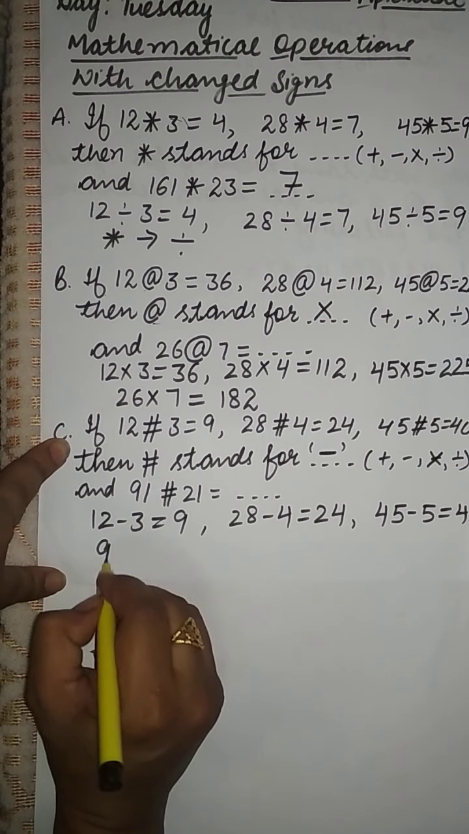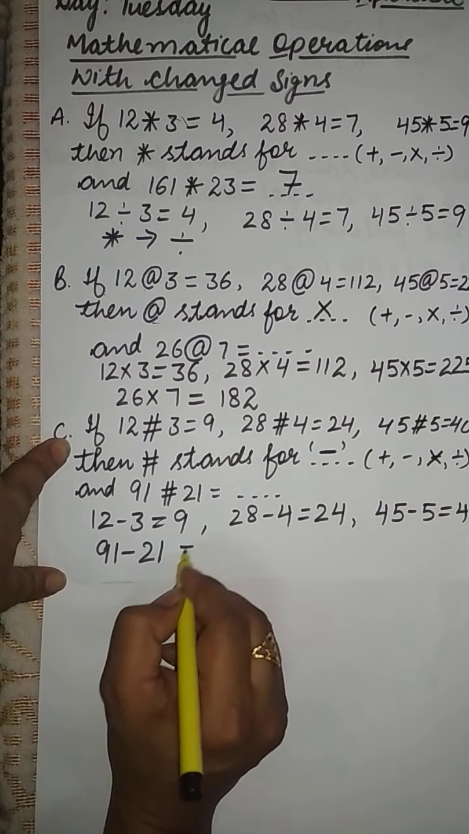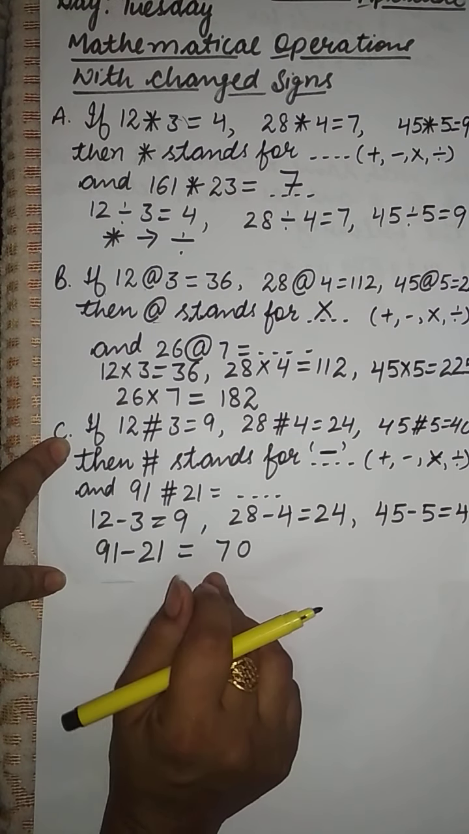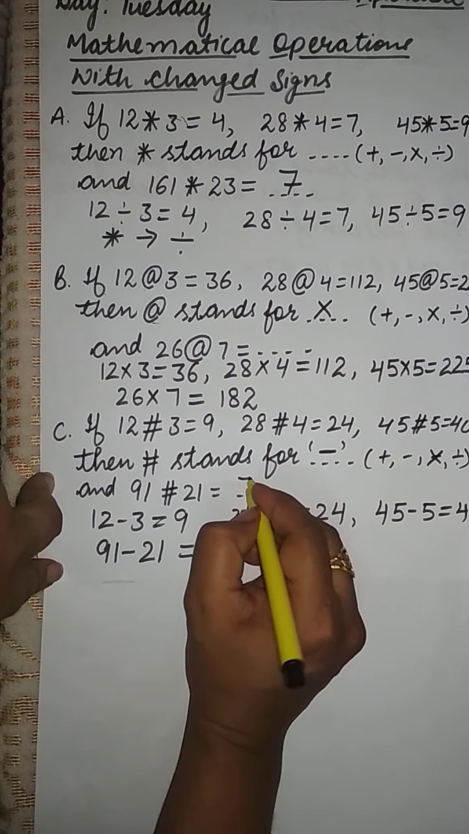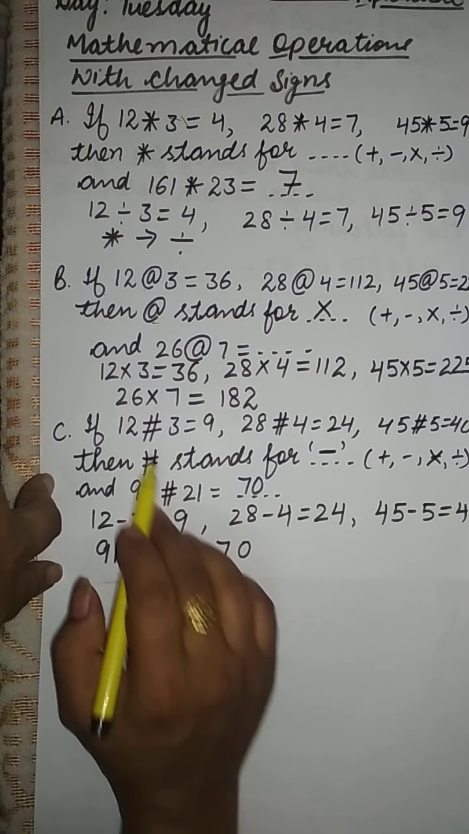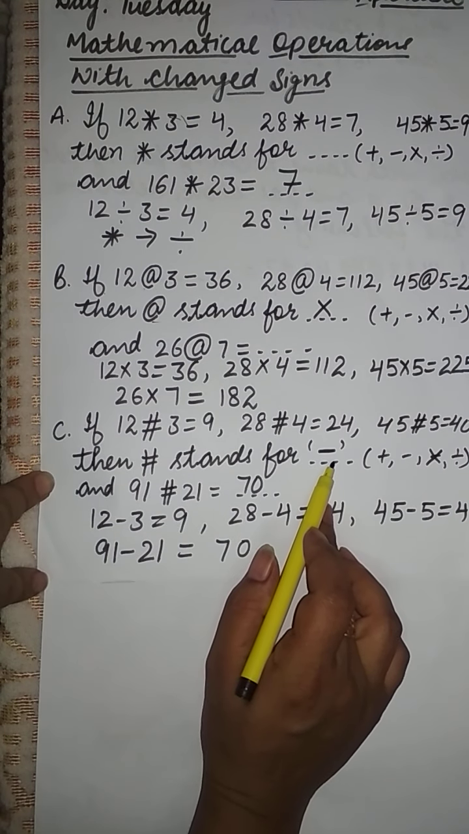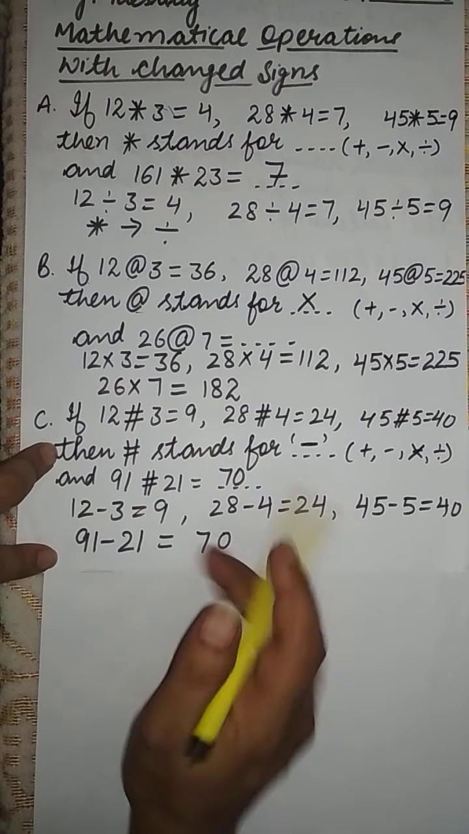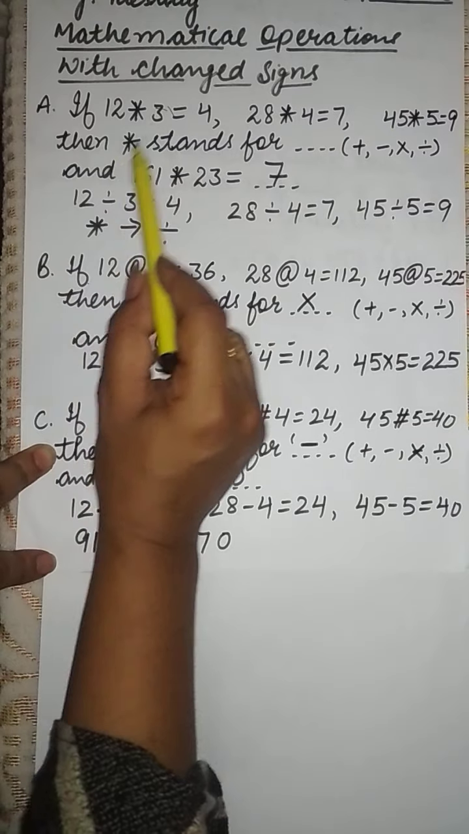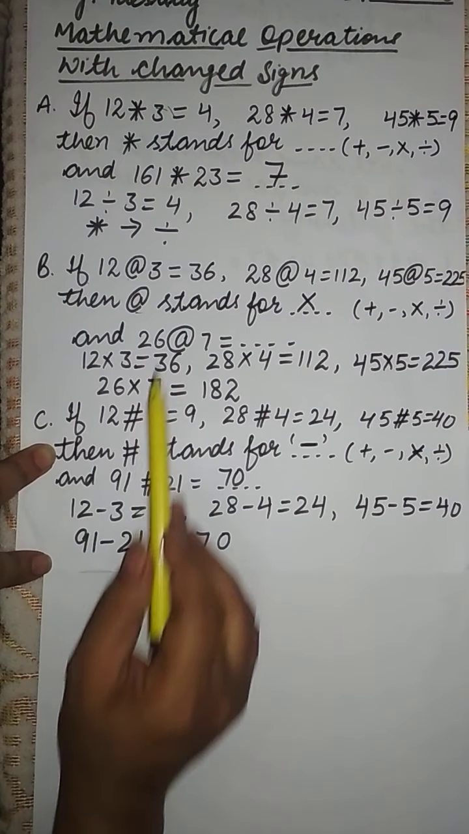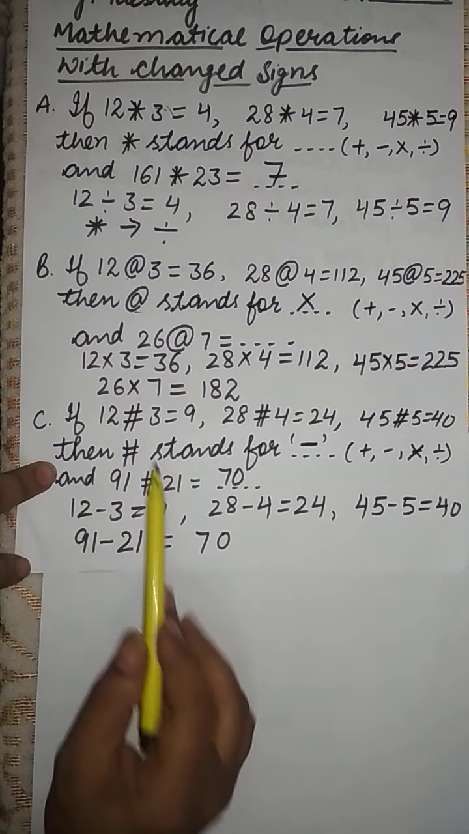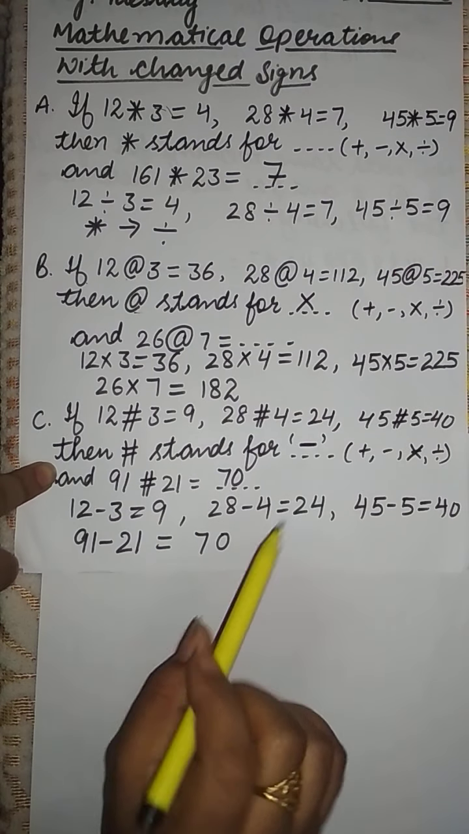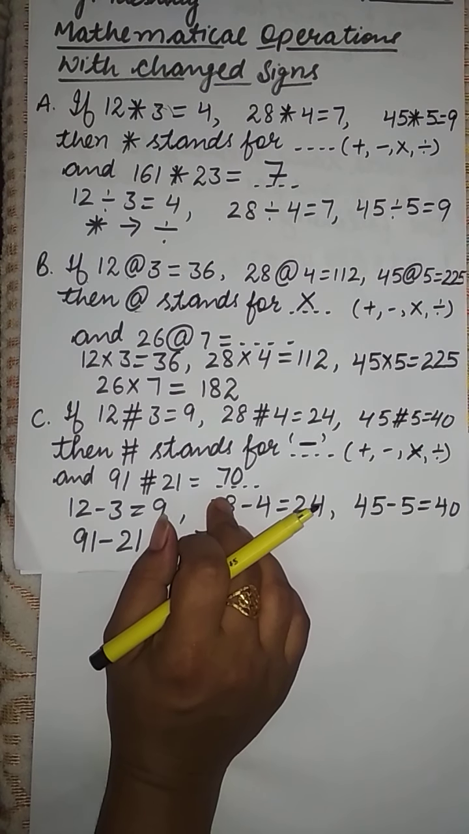So 91 hash 21 will be equal to 70. So our right answer is 70. So the hash symbol represents minus. So students, in this way we have done star, at the rate and hash symbols, where we have to identify the mathematical operations from the given expressions.